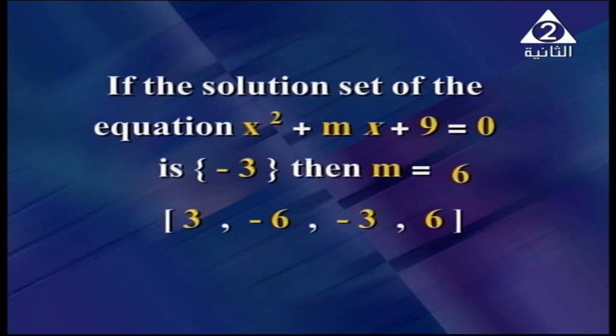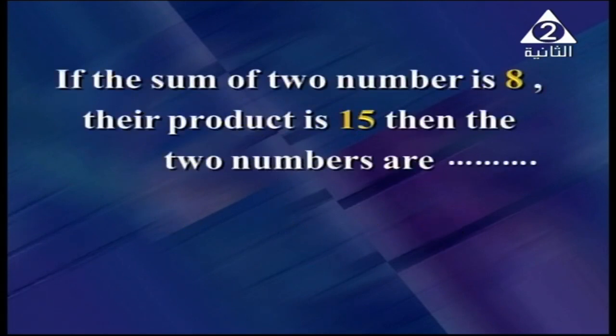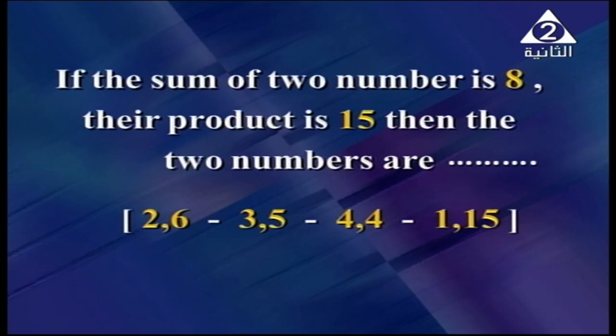Another example: if the sum of two numbers is 8 and their product is 15, then the two numbers are 2 and 6, or 3 and 5, or 4 and 4, or 1 and 15.